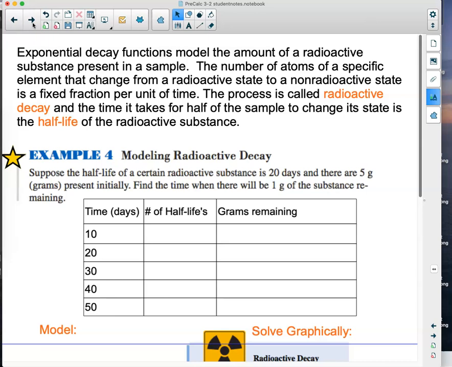All right, now example 4 says, let's look at this, because this, again, like I said, is a big field, forensic science. Modeling radioactive decay. Suppose the half-life of a certain radioactive substance is 20 days. Now that's really important. There are 5 grams present initially. That's another thing that's going to be really important.